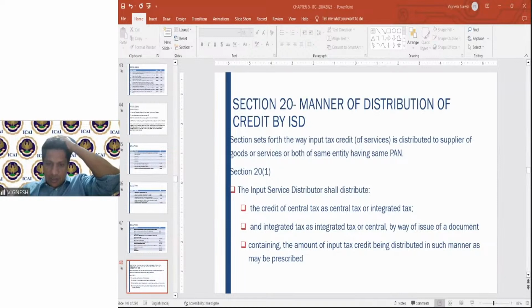Why is state tax not written as distributed by the ISD? Because the input service distributor is technically always the head office. Mostly it is the head office of the person. So when he allocates to different branches, the input service distributor will allocate only to the branches outside the state, because within the state the credit will be taken anyway. Since it is given outside the state, it is distributed as IGST.